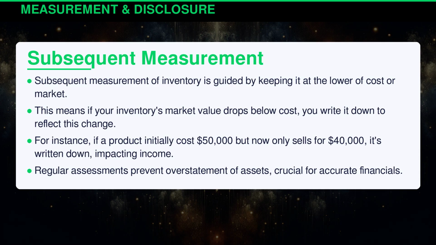Subsequent measurement of inventory is guided by keeping it at the lower of cost or market. This means if your inventory's market value drops below cost, you write it down to reflect this change. For instance, if a product initially cost $50,000 but now only sells for $40,000, it's written down, impacting income. Regular assessments prevent overstatement of assets, crucial for accurate financials.